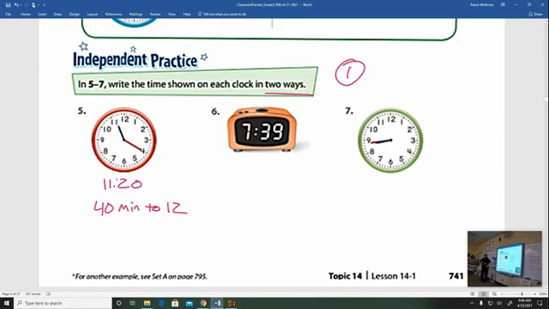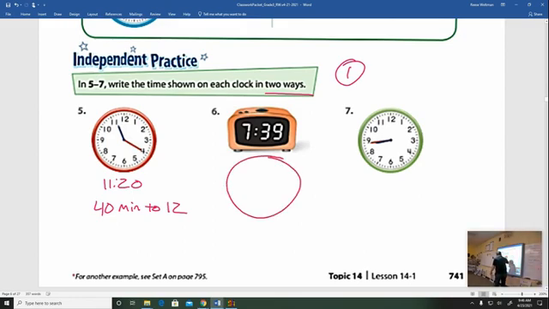But you could also say 40 minutes to 12. I abbreviated minutes, by the way. 40 minutes to 12. So, but good, you're absolutely right. That's absolutely correct. If it's 11:20, it means that it is 40 minutes to 12. Okay, next one.